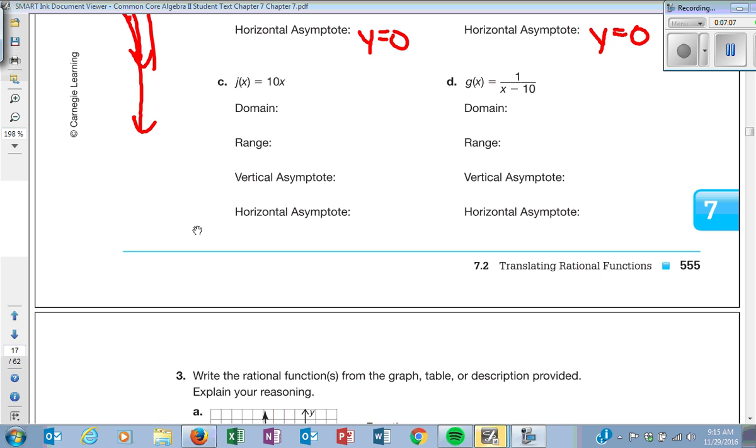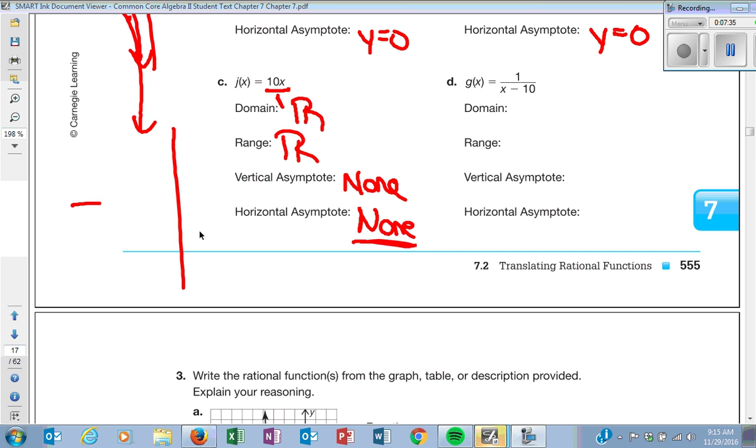This guy right here, this one's tricky. My vertical asymptote, there is none, because there is no way for my denominator to be 0. My horizontal asymptote, there is no horizontal asymptote, because my top is bigger than my bottom. When my top is bigger than my bottom, there is no horizontal. My domain is all reals. My range is all reals. There are no spots that this can't be.